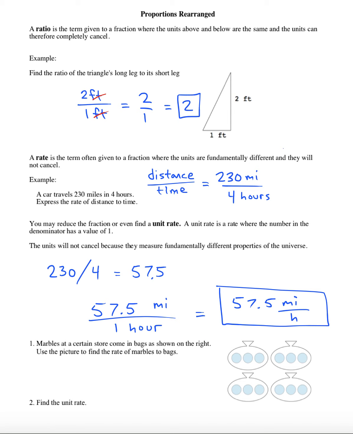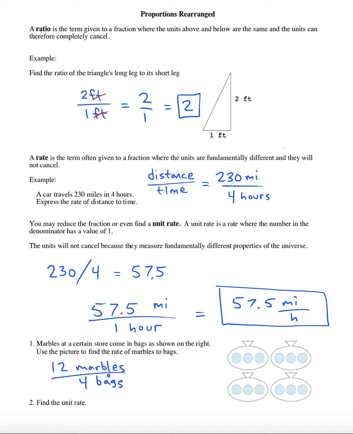Marbles in a certain store come in bags as shown to the right. Use the picture to find the rate of marbles to bags. Well, if we count up the total number of marbles, we see that there are 12 of them. And there are 4 bags. So that's a rate, but it is not the unit rate.